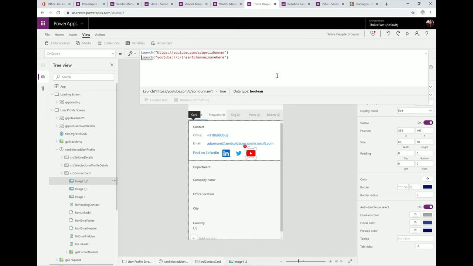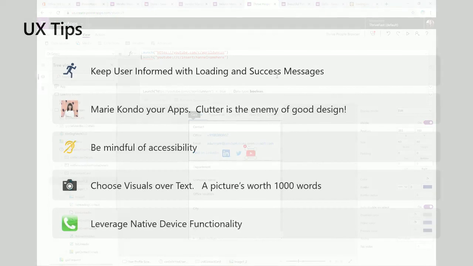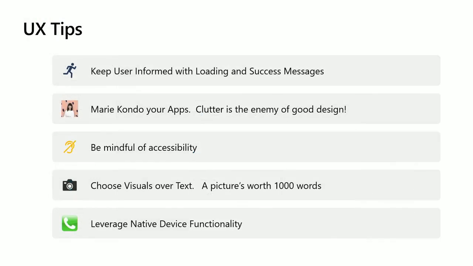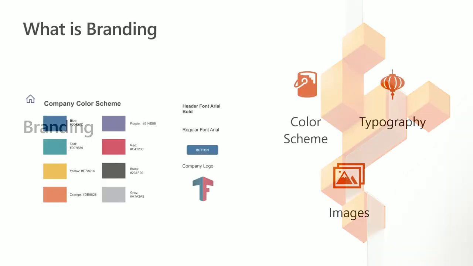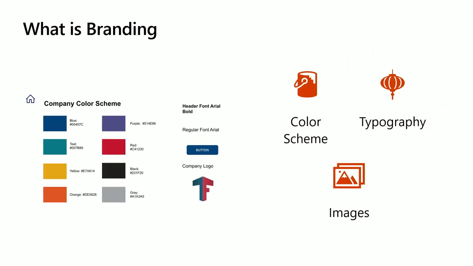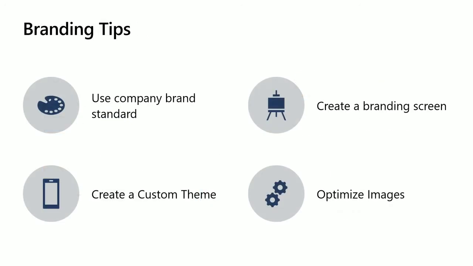Okay, so that was the last tip there. Switch back to the slides real quick for our very last piece of our pyramid. And that is branding. All right, this is the icing on the cake, remember? So when I talk about branding, I mean, how do you define a good color scheme, typography, and images in your application?